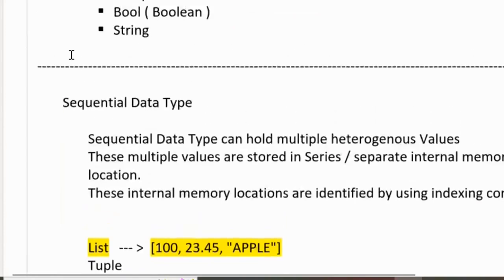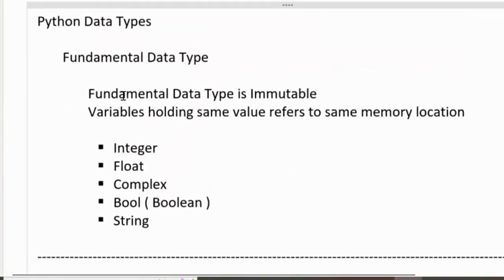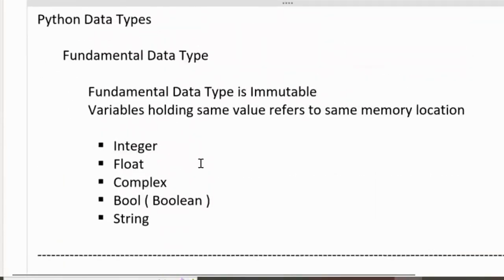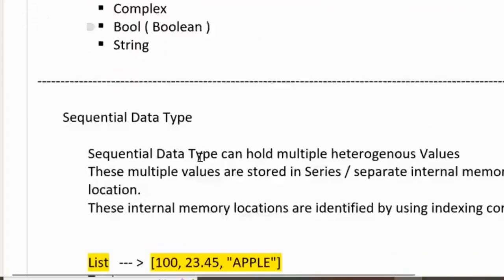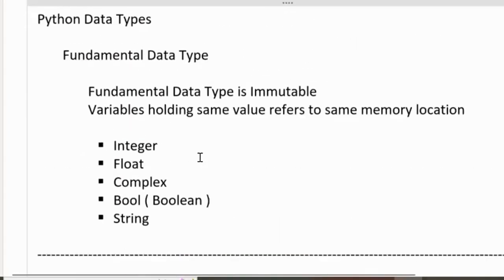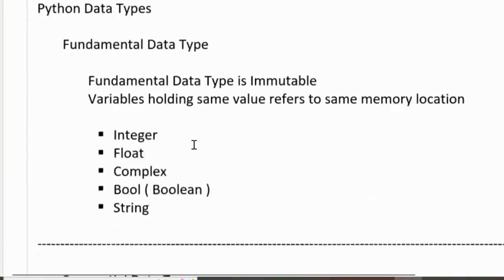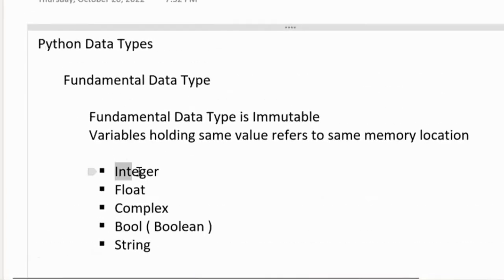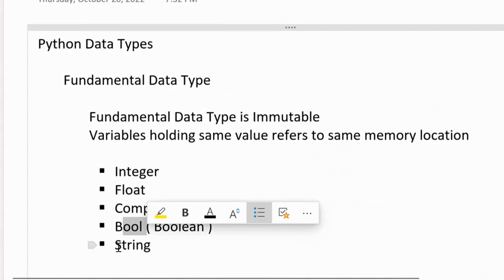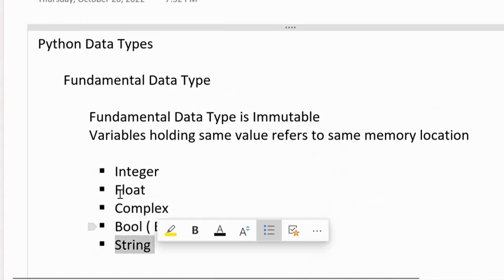So Python has two types of data types. One is called the fundamental data type, and the second one is called the sequential data type. Fundamental data types means you should remember that under this, integer will be coming, float, complex, boolean, and string. Now, we are going to look deeply into this. What are the properties of the fundamental data type?